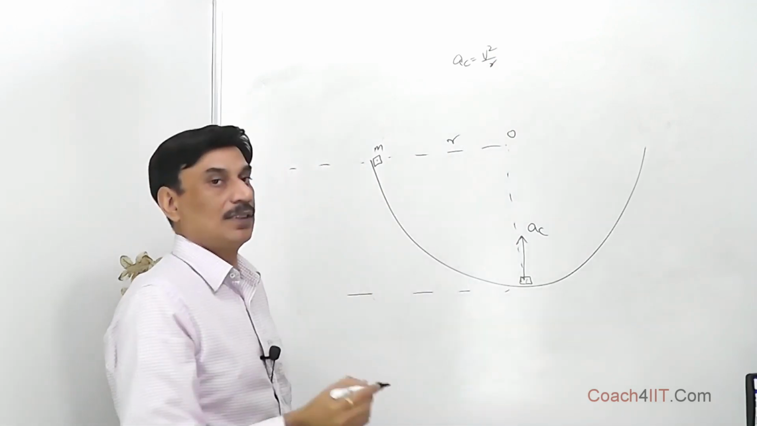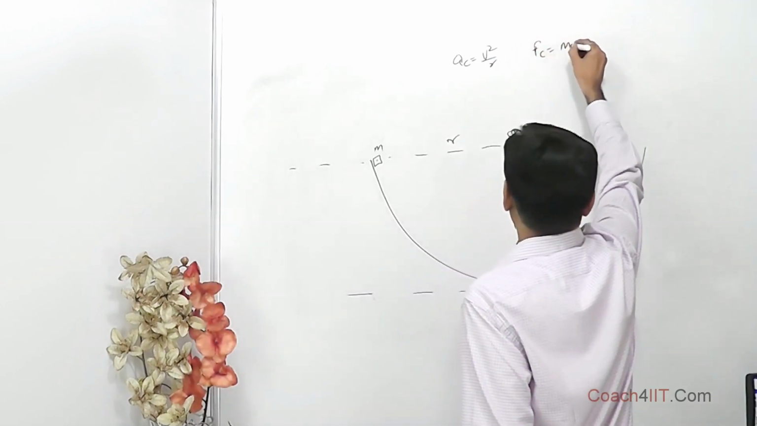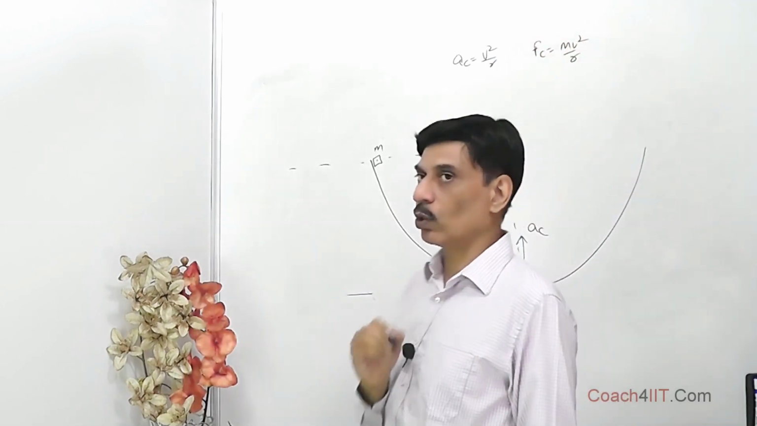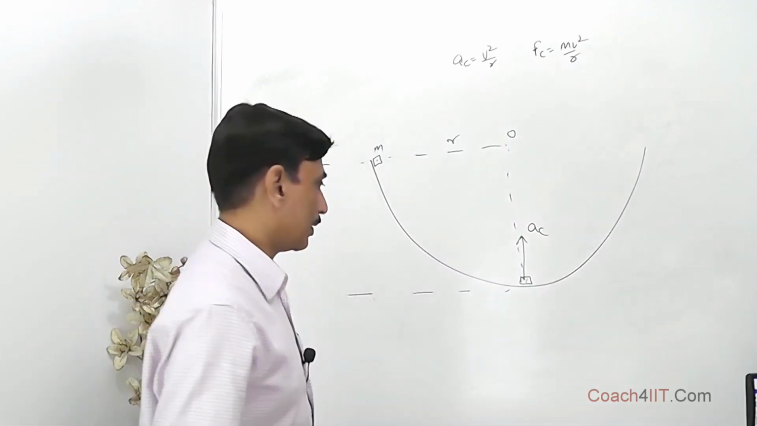Then over there, what is the demand of the centripetal force? That can also be calculated. That is, Fc is equal to mv square upon R. Now we look out for the real forces which will meet this requirement.